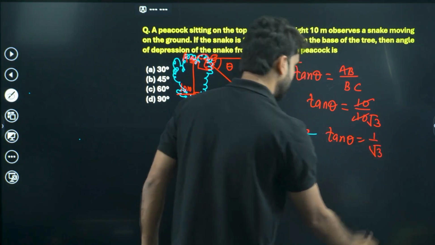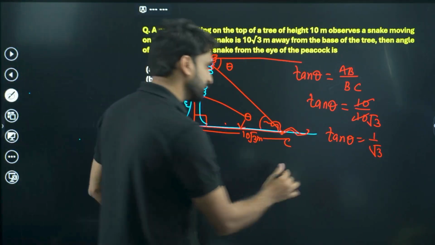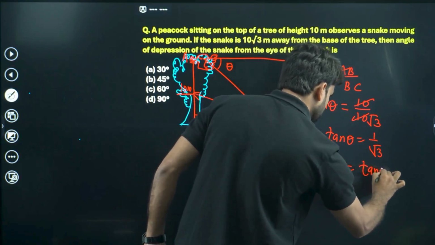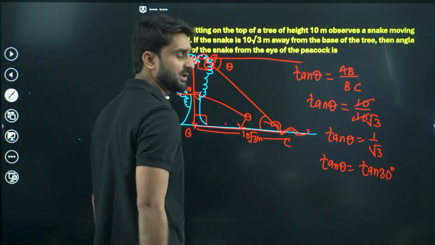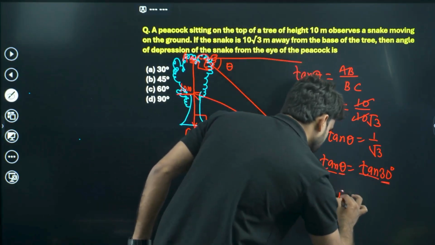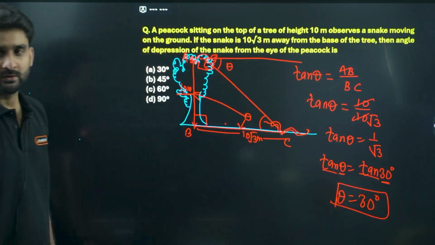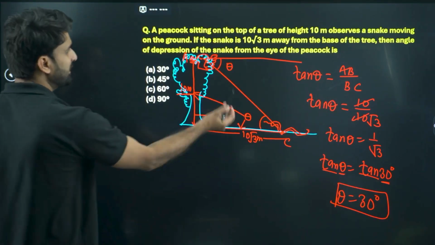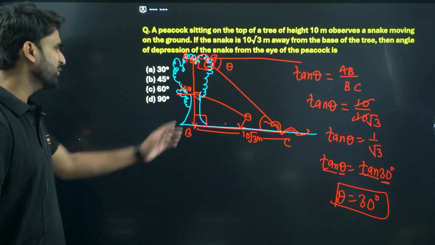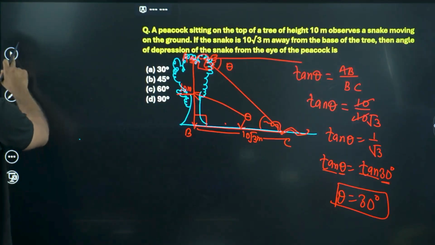Now my question is, at which angle tan gives ratio 1/√3? Which angle? Right. So 30 degree. So tan theta 1 by root 3 can be replaced by tan 30 degree. So RHS, LHS both are equal, and here is 10, here is also 10, so theta has to be equal to 30 degree. Okay, 30 degrees angle. So the angle of depression made by snake to the peacock and peacock to snake is equal to 30 degree. Hope you have understood, my dear lovely students.